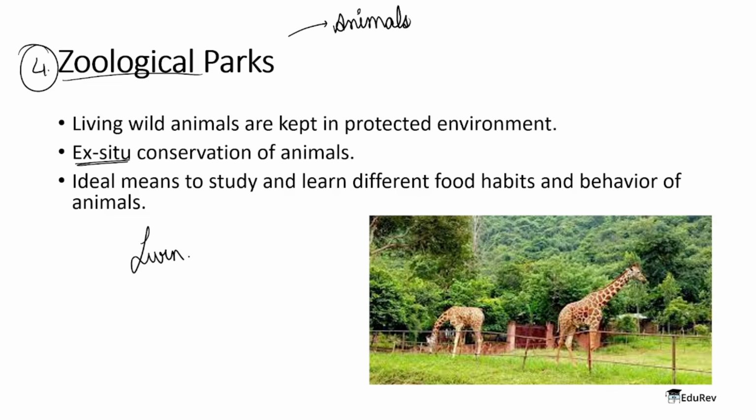Again, it's ex situ conservation of animals, because we are taking animals from one habitat where they are situated to a different one. And the third point is that it is an ideal means to study and learn different food habits and behavior of animals. So zoological parks are an ideal place to study the different food habits and behavior of animals. Great. So this is the National Zoological Park. As you can see, there is a tiger here in its protected environment.